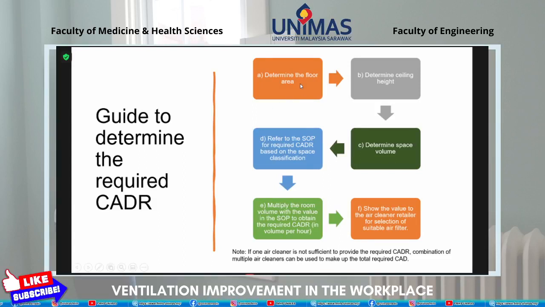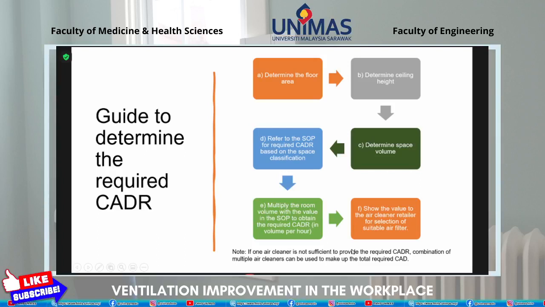First, we need to determine the floor area, and after that, we determine the ceiling height. Then with the floor area and ceiling height, we have the space volume. And from that space volume, we know how much air volume is needed by looking into the SOP. And then from there, we have the amount of CADR. So don't worry, I'm going to use the document in detail after this to show you how we calculate with examples. Once we have the CADR, bring that CADR to the air cleaner retailer for selection of a suitable air cleaner.